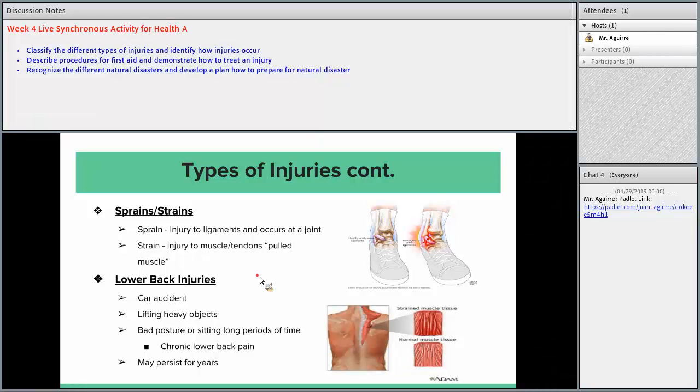Now, let me ask you. Let's go back to sprains and strains. How long do you think a sprain takes to heal? You think 2 to 3? Close. Not 2 to 3 weeks. A minor sprain may need a few weeks of rest. A major sprain may require surgery and months of recovery time. So be careful with yourself. When you get a sprain, you want to make sure you're fully healed. Take care of yourself.